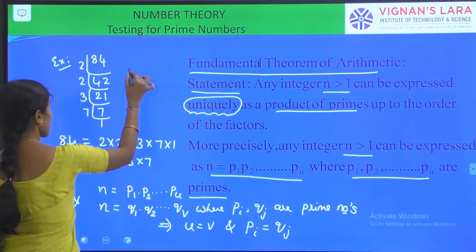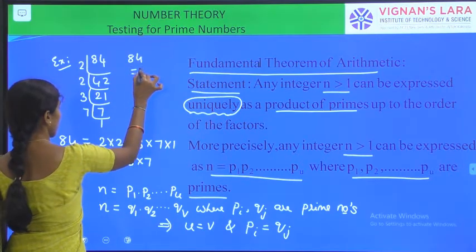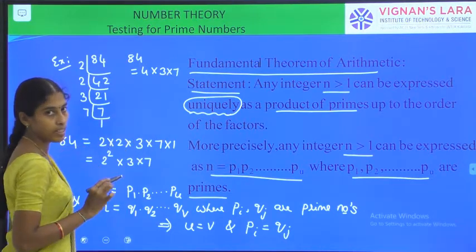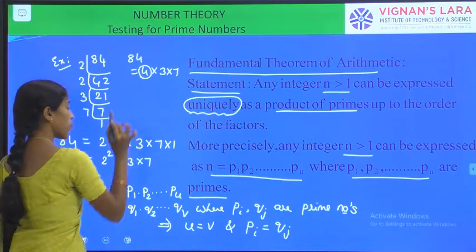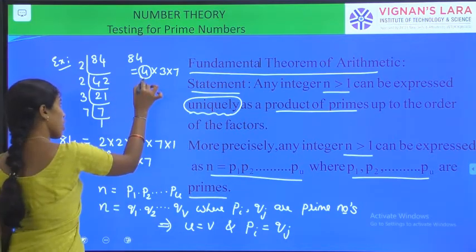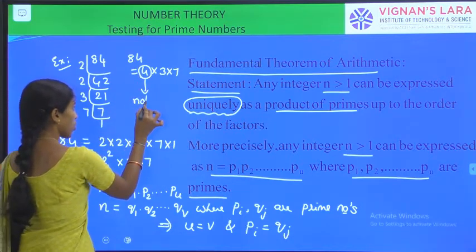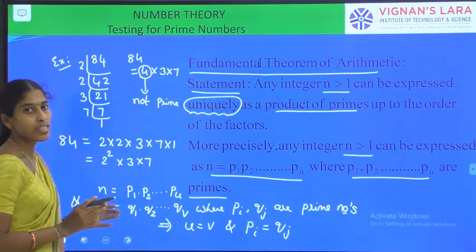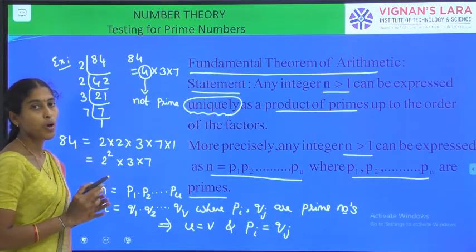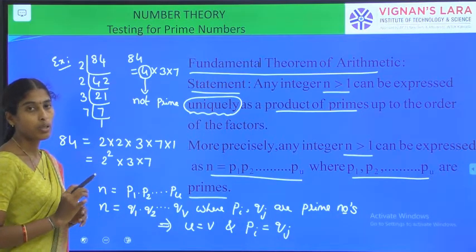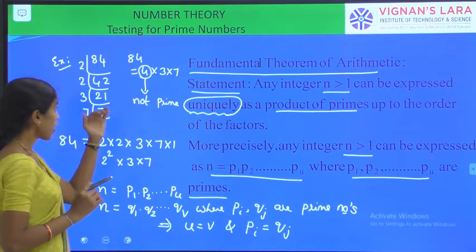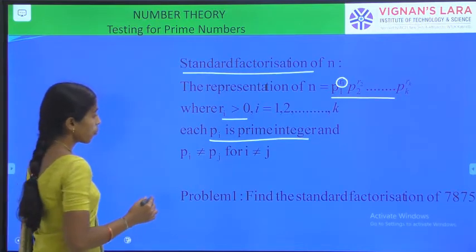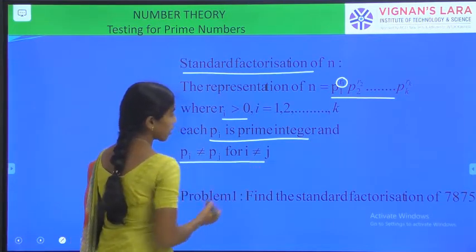The same thing can also be written as 84 is equal to 4 into 3 into 7. But it is not the standard factorization. Our condition is that each number must be prime. 4 is not prime, so we can't write like this. We must write it as a unique representation, a product of prime numbers only. We cannot write a composite number. So pi not equal to pj for i not equal to j.